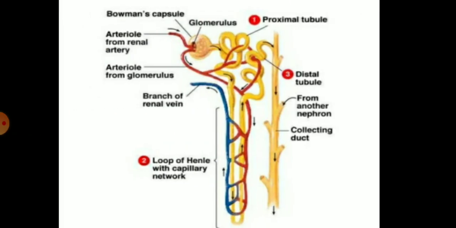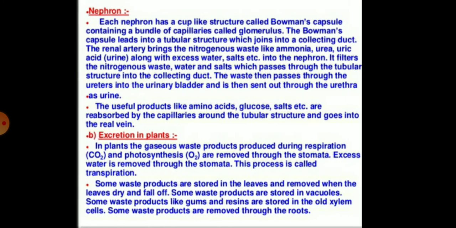So children, this is the picture of the nephron, in which the Bowman's capsule is present, glomerulus, a loop of Henle, and there is also the connecting duct, and highly convoluted tubules are also present. So children, each part of the nephron has a cup-like structure, which is called the Bowman's capsule, containing a bundle of capillaries called the glomerulus.